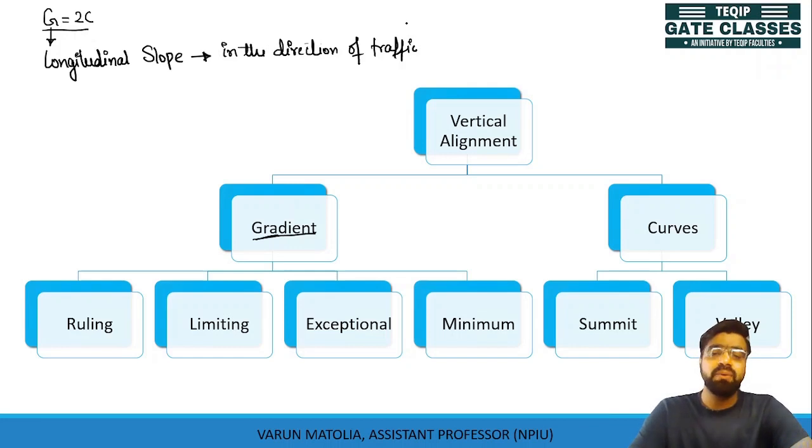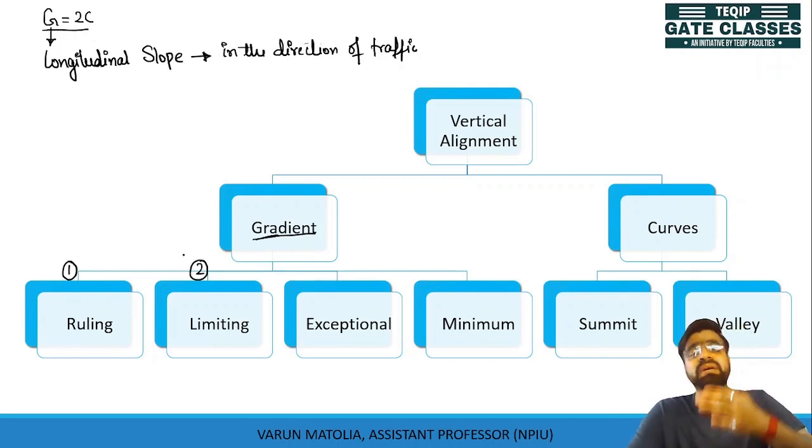But there is a requirement or limitation of maximum gradient also. And that maximum design value of gradient, which is used to design the geometrical features of the road, is known as ruling gradient. So gradient can be defined in four types. First one is ruling gradient, which rules, meaning which is used to design all the geometrical features. Another one is limiting gradient.